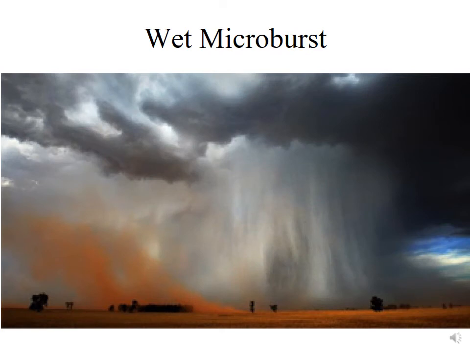Here we have a wet microburst. So we have this cloud that has a precipitation shaft, and you can see that the wind is moving out away from this precipitation shaft, and it's picking up dust. And that's just showing visually where the edges of that microburst actually are.